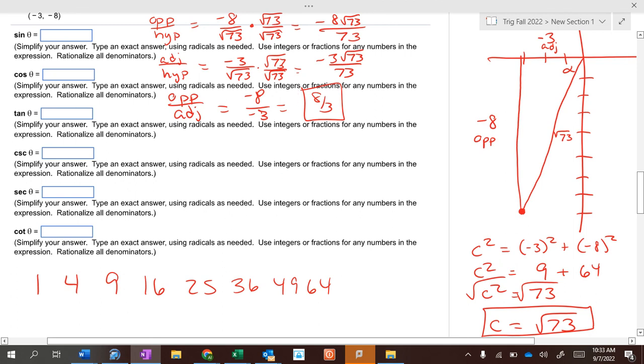Cosecant is a reciprocal of what? Cosecant is a reciprocal of sine. So it's negative square root of 73 over 8. Secant's the reciprocal of cosine. So you just take this first one and flip it over. So it's negative square root of 73 over 3. And the cotangent's the reciprocal of tangent. So you take this first one, flip it over. Negative divided by negative is positive, so it's 3/8.